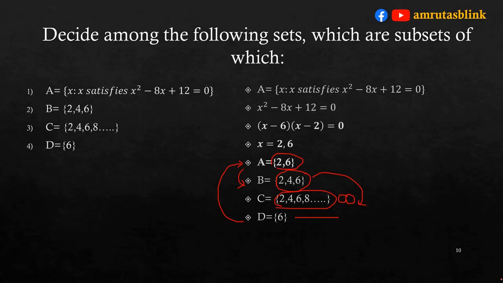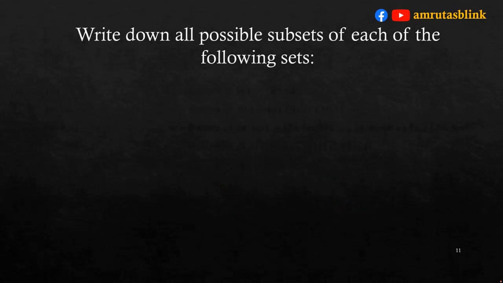So this is your final answer. D is subset of A is subset of B, and B is subset of C. We'll move to next question, slide number 11.